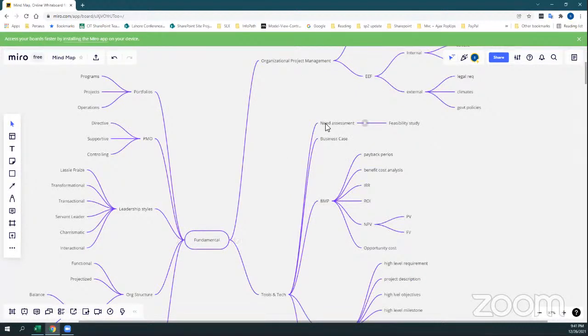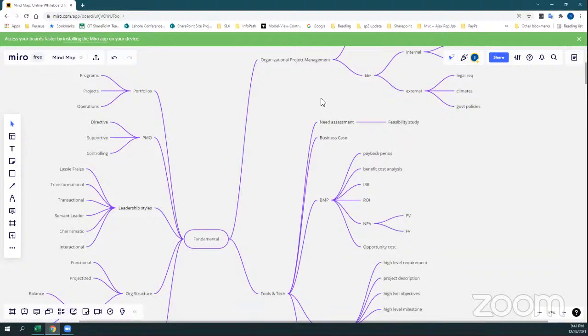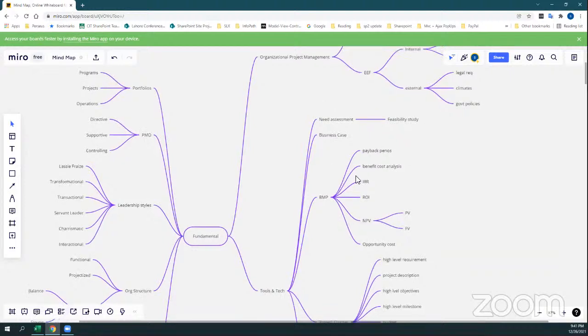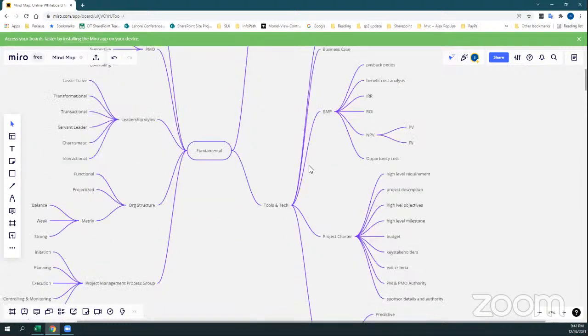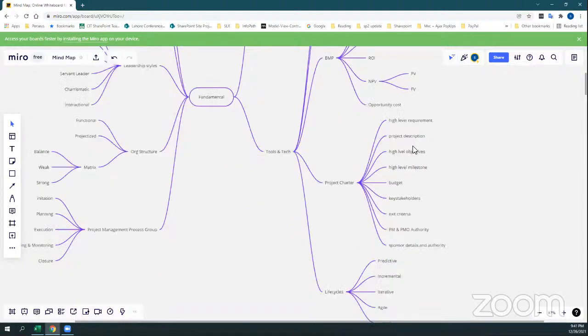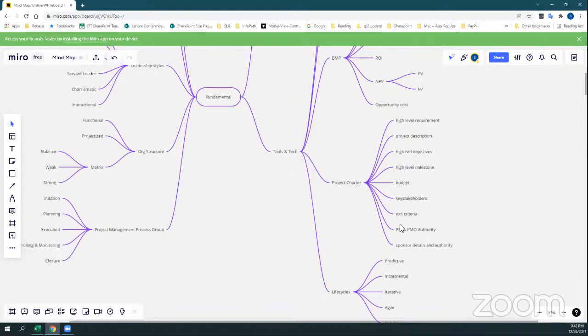In this one, we have the needs assessment, where we do the feasibility report. If it's not completed, then the project will not be selected. Then we have the business case and the BMP. In the BMP, we have different techniques and methods that we can use to evaluate the project benefits and details. After that, we have the project charter. Once it's decided, we go for a one-page document covering the requirement, description, objective, milestones, budget, key stakeholders, exit criteria if any, PM authority and PMO authority, and we also add the sponsor and their details.